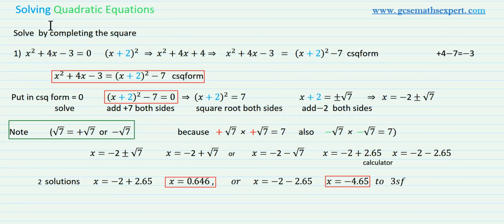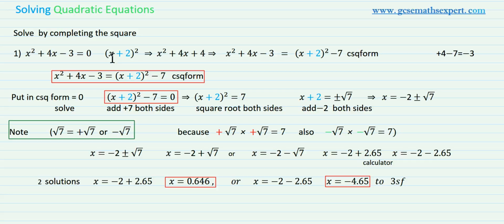So now we're going to solve quadratic equations. We're going to solve them by completing the square. Okay, so we have this quadratic number 1, x squared plus 4x minus 3 is equal to 0. We're going to complete the square for this, and we've done this in the video before this, and I've explained it extensively. So now I'm going to do a shorter, faster way, because I assume you know how to complete the square.